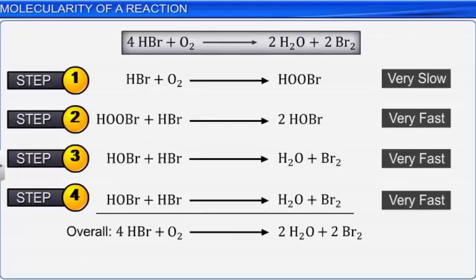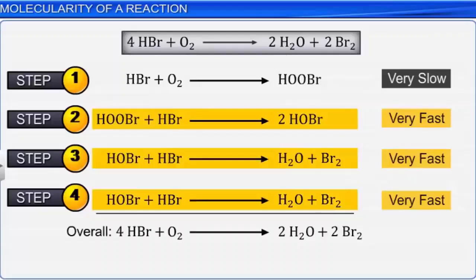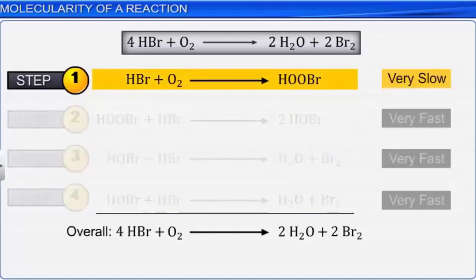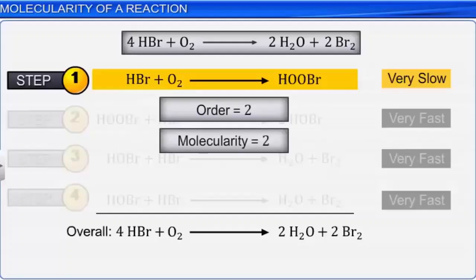Let's now go back to the reaction of hydrogen bromide with oxygen. In this example, steps 2, 3, and 4 are very fast and take less than a minute. However, step 1 can take up to a year. Therefore, step 1 is the rate-determining step for this reaction. For this step, the order and molecularity of the reaction are the same, 2. Thus, for a complex reaction, the order is given by the slowest step, and in general, the molecularity and order for the slowest step always remain the same.